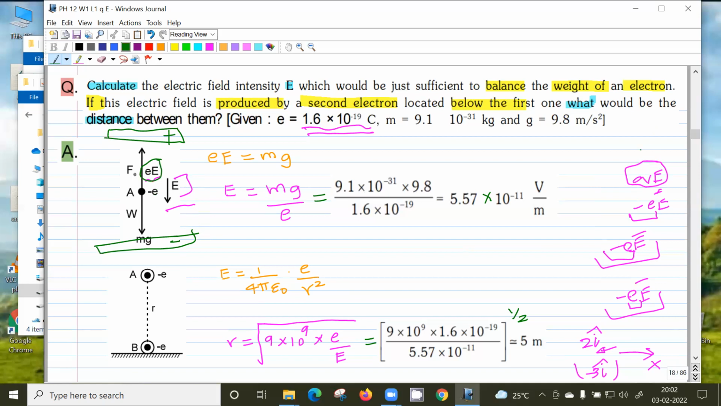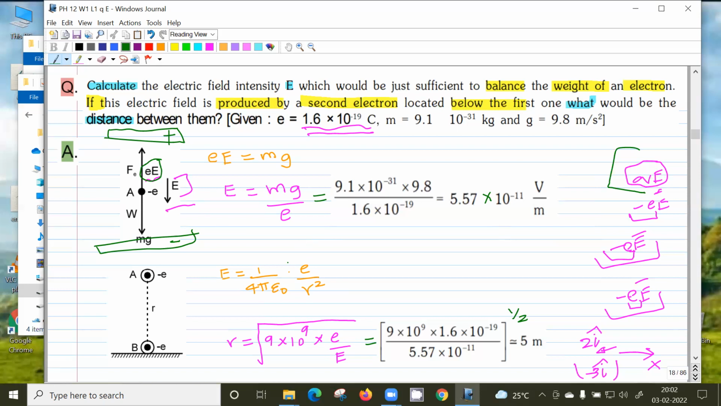Okay, this is the basic thing you have to remember. Force on a charge placed in an external electric field is QE. If Q is positive, the direction of force is the same as the direction of the electric field. If the charge is negative, then the direction of the force is opposite to the electric field. So always the electron will try to move against the electric field, and a positive charge will move with the electric field.